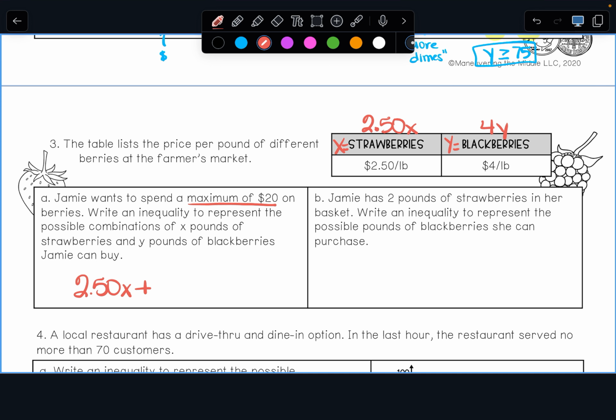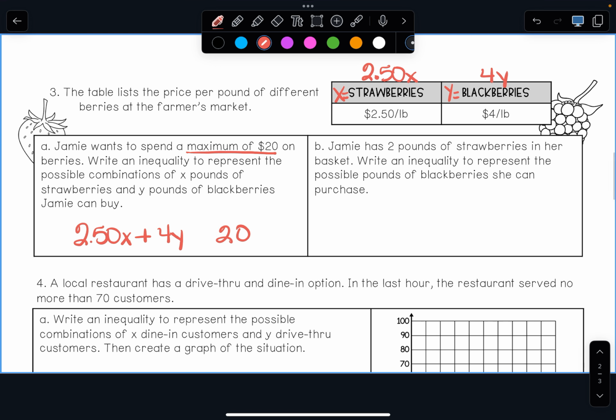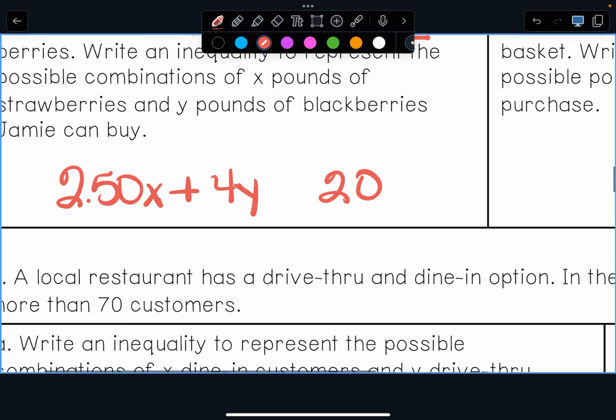2.50x, my strawberries, plus 4y, my blackberries, maximum of $20. Less than or equal. If you only have $20 to spend, can you go over that? No. So you have to stay under it. Can you spend exactly $20? Yes. If you can use all $20, that is equal to.